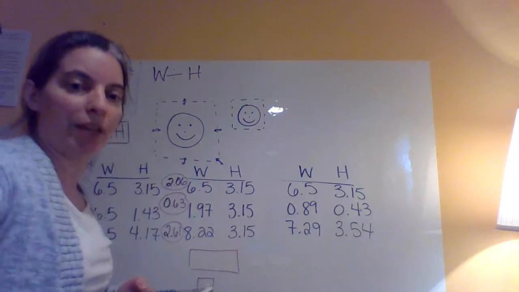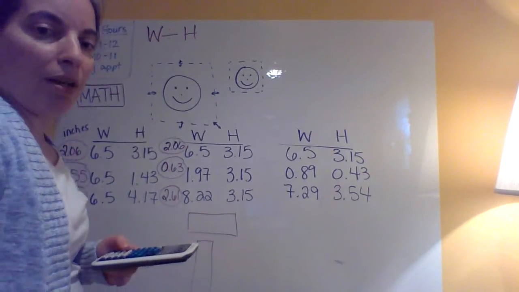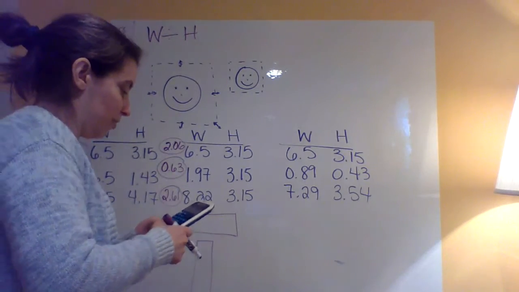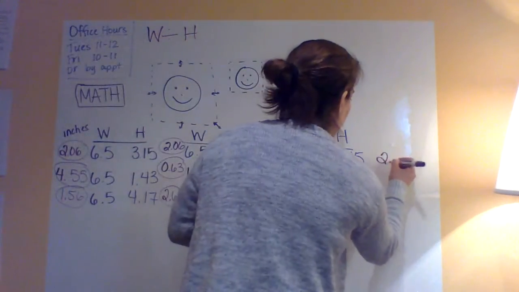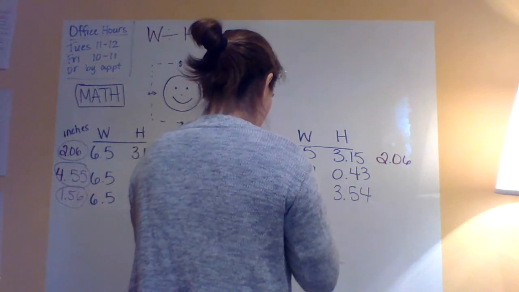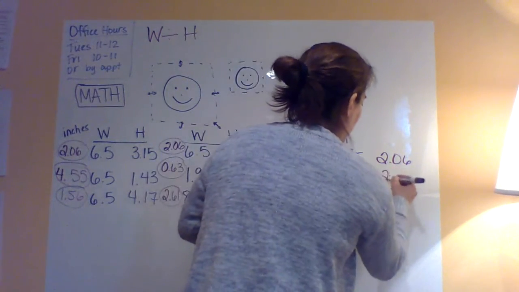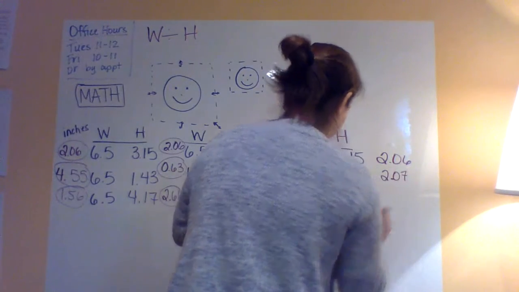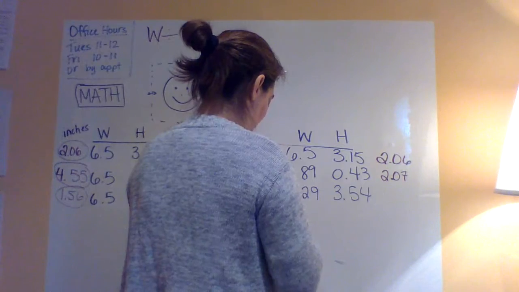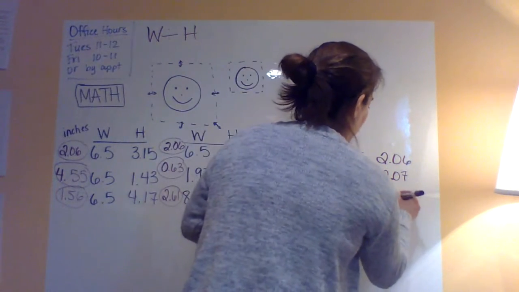Makes sense. Just can't miss that button. Okay, last one. 6.5 divided by 3.15 is going to be 2.06. We already knew that, huh? How about 0.89 divided by 0.43? That rounds to 2.07. 7.29 divided by 3.54 rounds to 2.06.